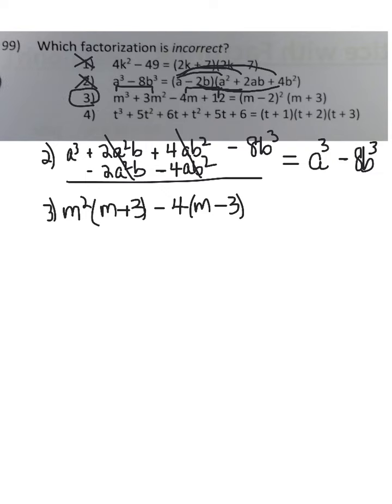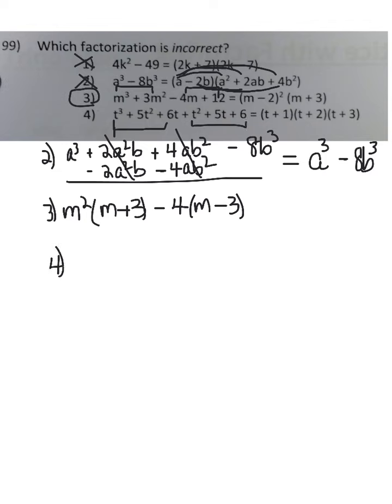Because choice 4, how many terms do we have here? 1, 2, 3, 4, 5, 6 terms. And I see that my coefficients here are 1, 5, 6, then another 1, 5, 6. So just to show you, I would group in threes. Okay, and let's try choice 4.